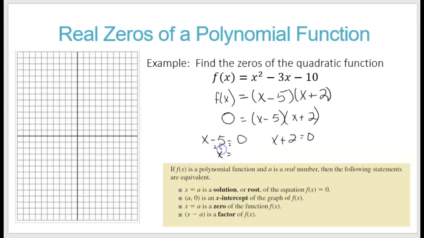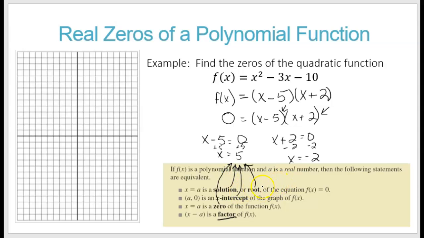Then, when we add 5 to both sides, we end up with x equals 5. And when we subtract 2 from both sides, we end up with x equals negative 2. Okay, so here's the deal. This one and this one, by the way, are considered my factors. They're the ones that are in this x minus 5 or x plus 2 format. Now, when I solve those, that's what's going to give me solutions, roots. I could call them x-intercepts, or I can call them zeros of the function.